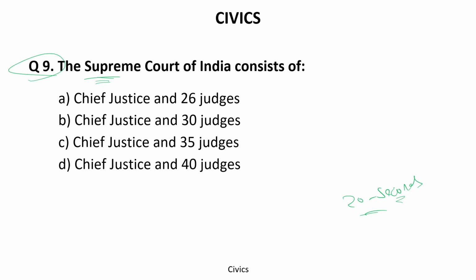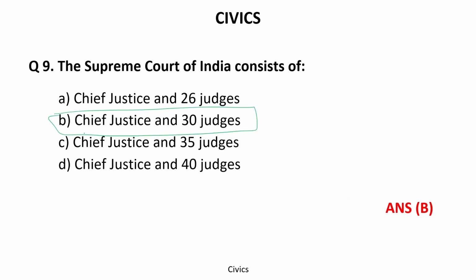Time's up. Correct answer is B. Chief Justice and 30 judges. Okay. And you can say amongst these 30 judges, the senior most judge will be Chief Justice of India. Okay.